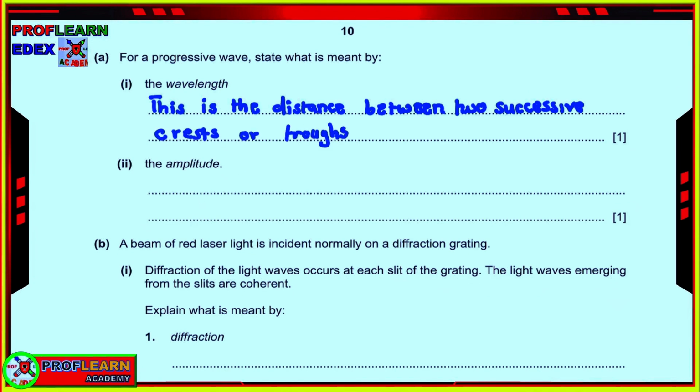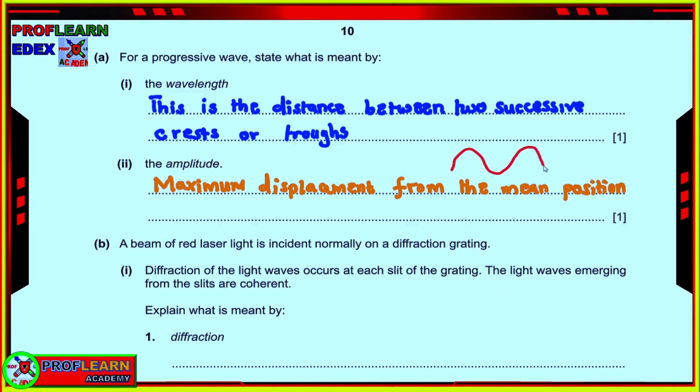For amplitude, remember a wave oscillates from the mean position, and then we're going to define amplitude as the maximum displacement of the wave from the mean position, how far a wave moves up. For instance, if this is a transverse wave, this section here is the amplitude, and the distance between two adjacent crests is going to give us our wavelength.